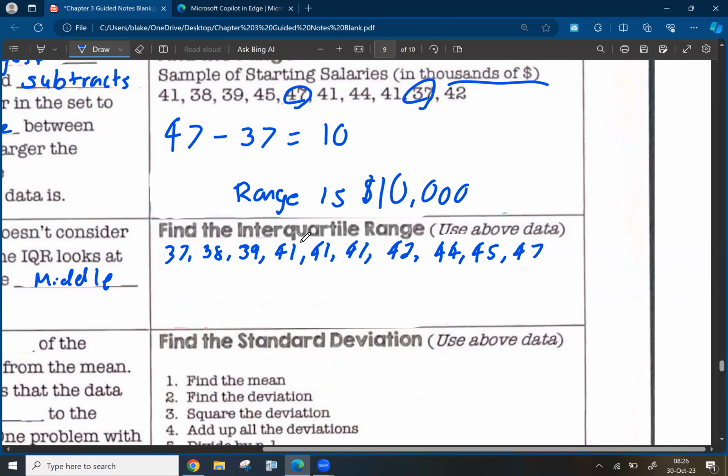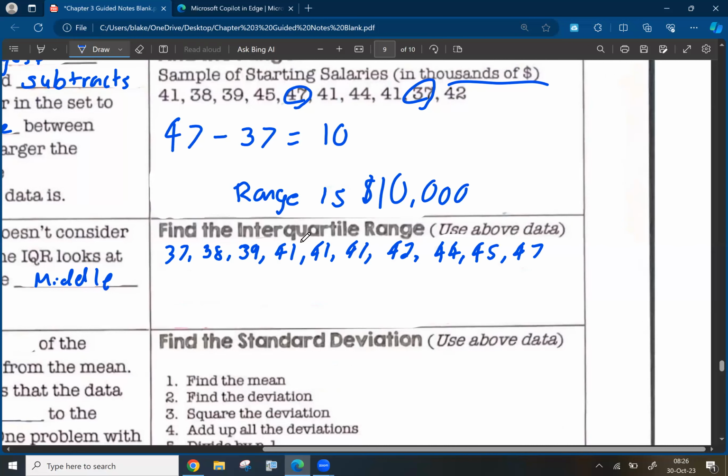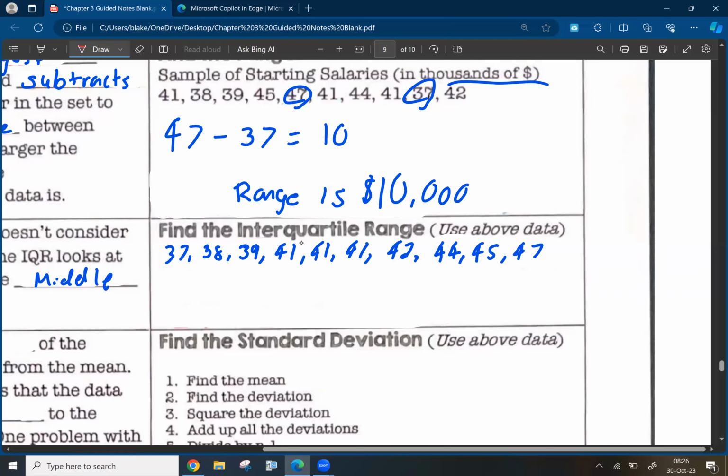What we're going to do is identify the median first. The median is going to be between the 5th and the 6th value, splitting the 41, 41. So average the two 41s, and that puts the median at 41, of course.